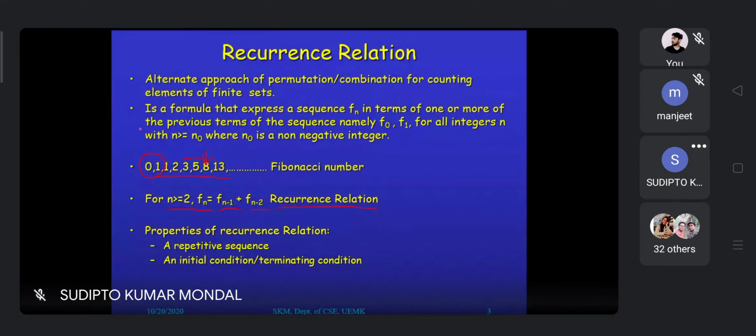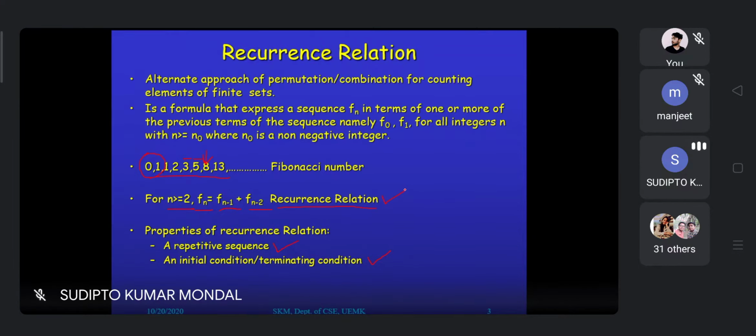So in this kind of recurrence relation, a repetitive sequence must be there and an initial or terminating condition must be there. If I combine these two, we can frame a recurrence relation, which is a representation of the recursive function. Ultimately this recurrence relation will help us in counting. If we are performing the same type of calculation again and again, then that approach can be represented using a recurrence relation. That's why this one is known as a counting approach.